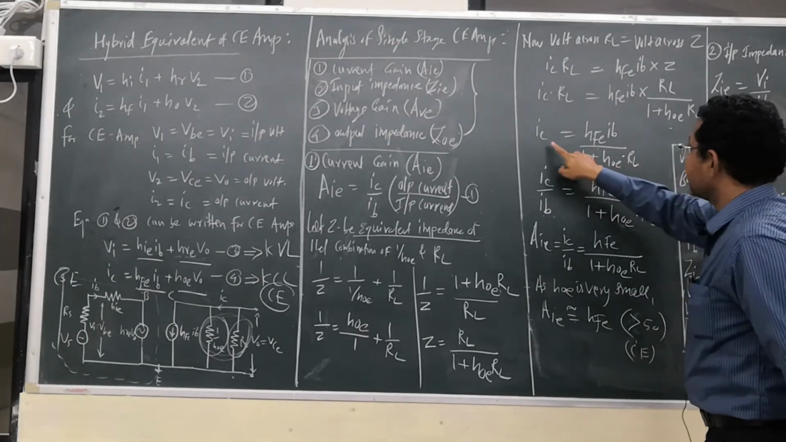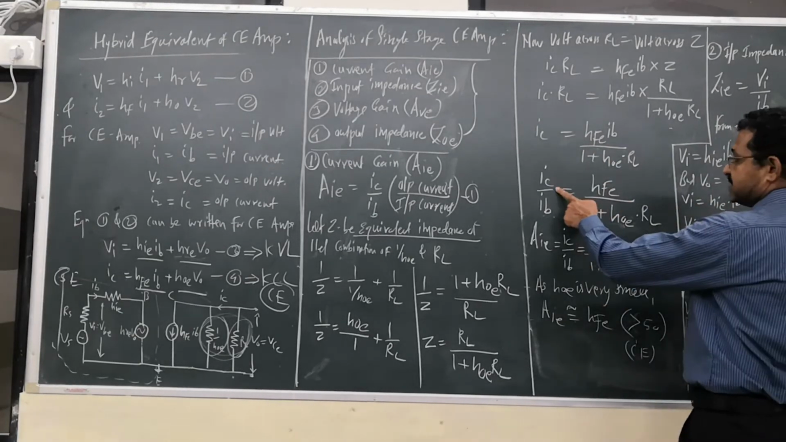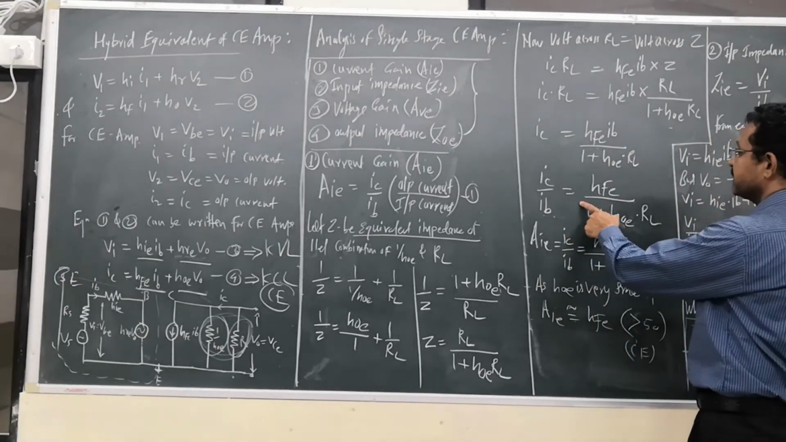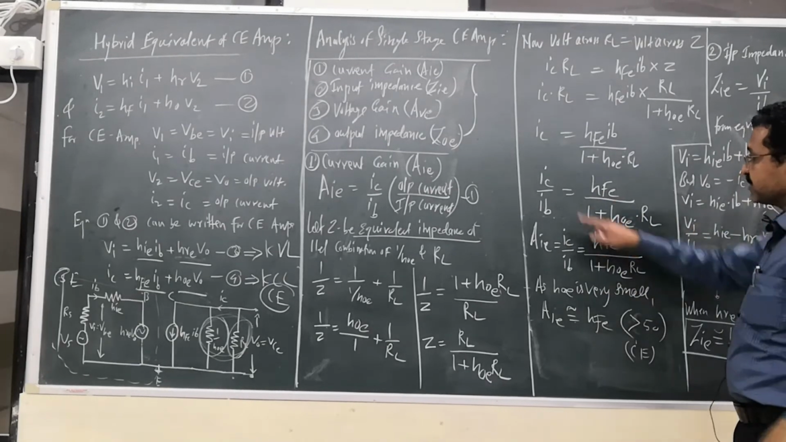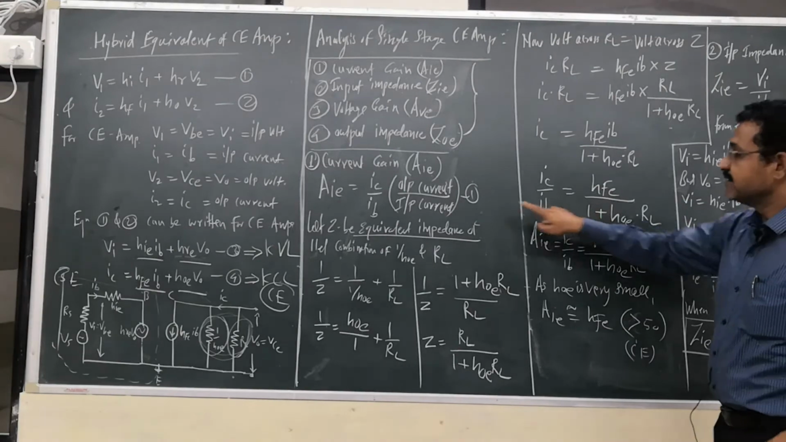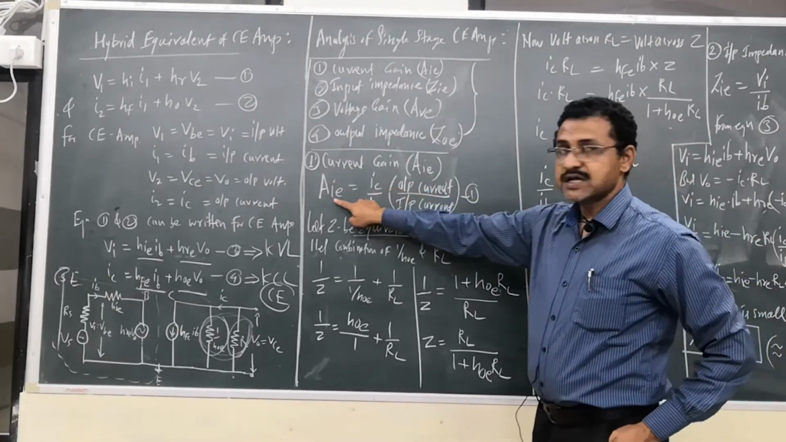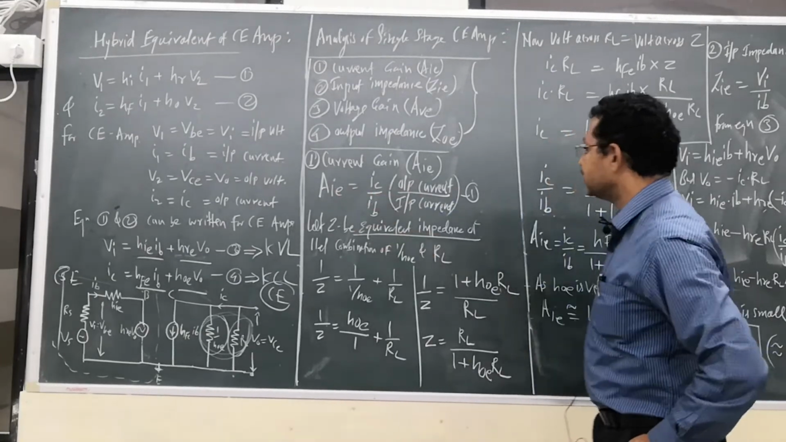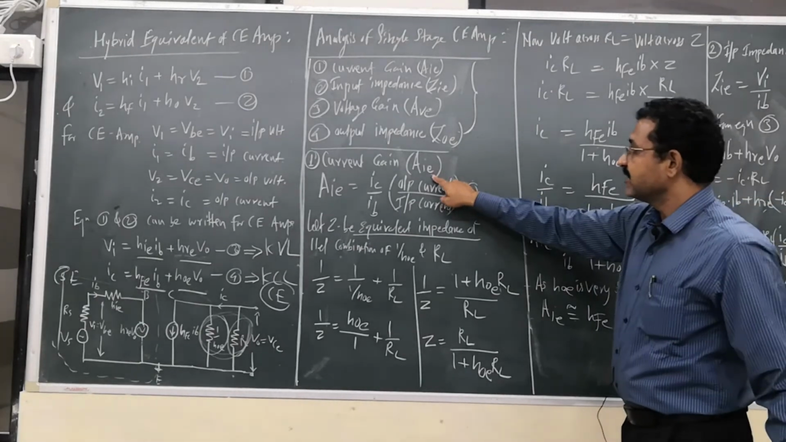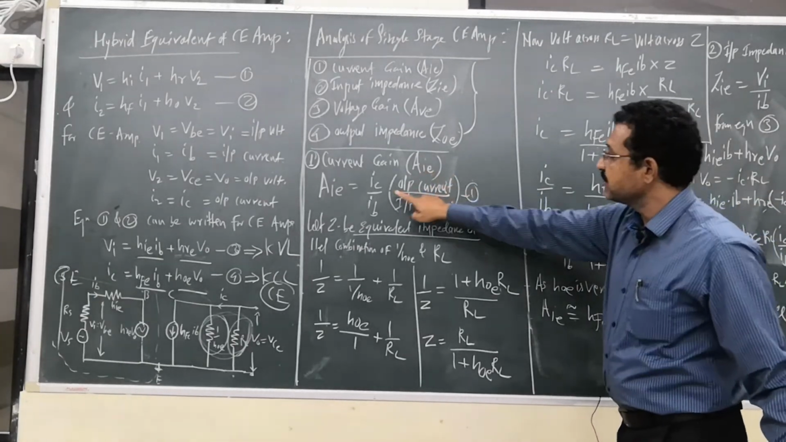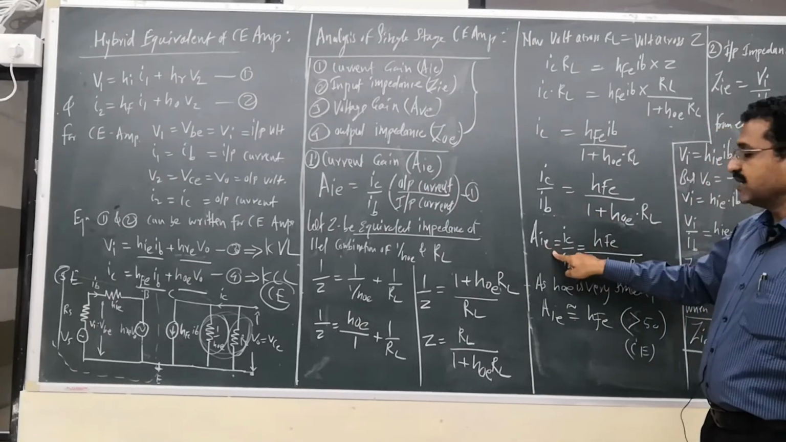So we will observe here IC divided by IB, we have rearranged this. IC divided by IB is equal to HFE divided by 1 plus HOE into RL. But what is the meaning of this IC by IB? IC by IB is nothing but the current gain, AIE. This current gain AIE is nothing but IC by IB.